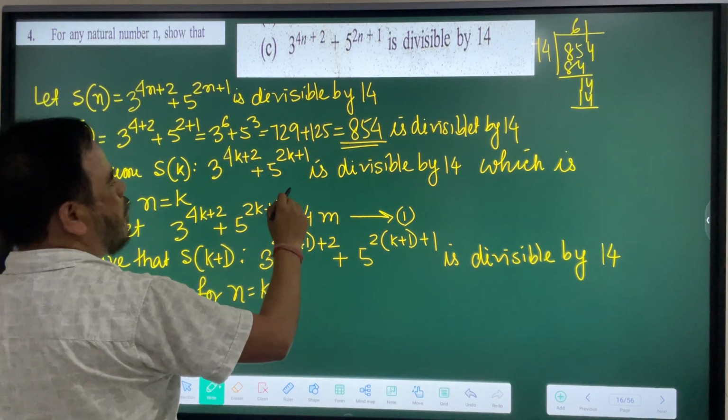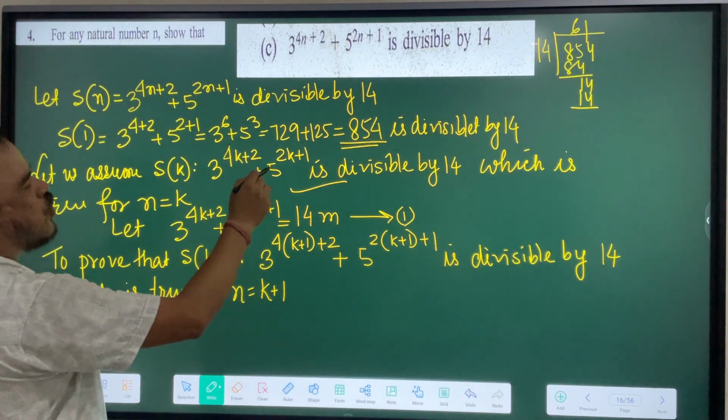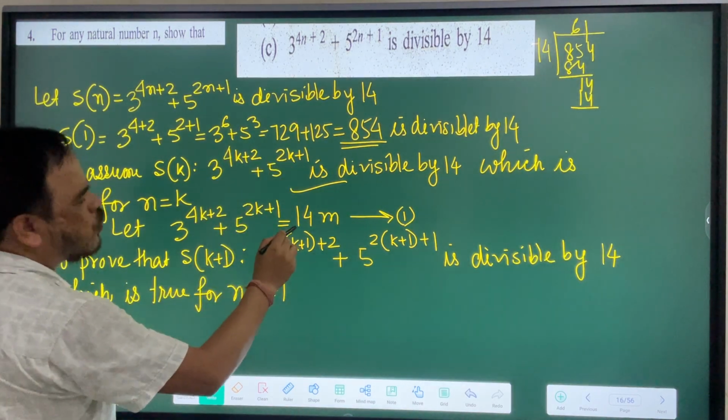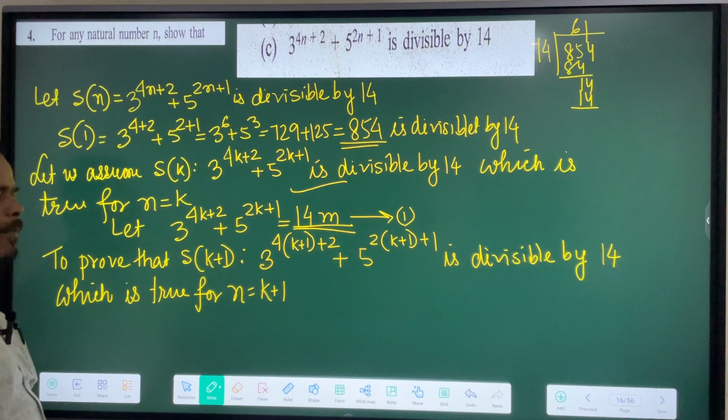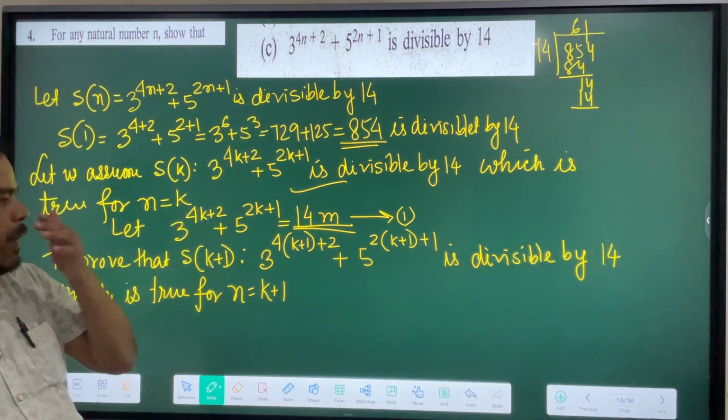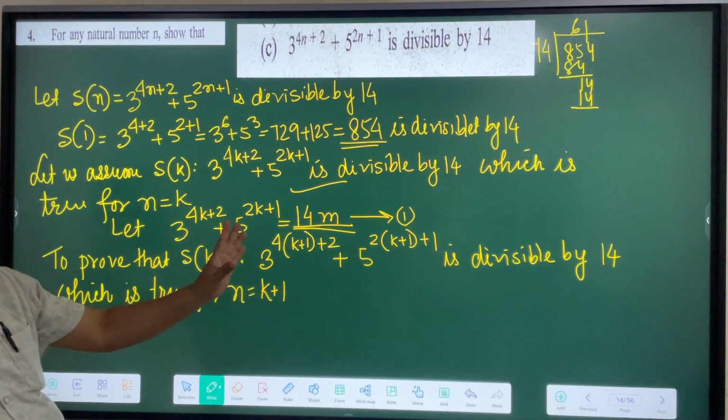So Sk, same meaning. So 3 to the power 4k plus 2 plus 5 to the power 2k plus 1 equals 14m, because it is divisible by 14. So to prove that Sk plus 1 is also divisible, the same meaning.